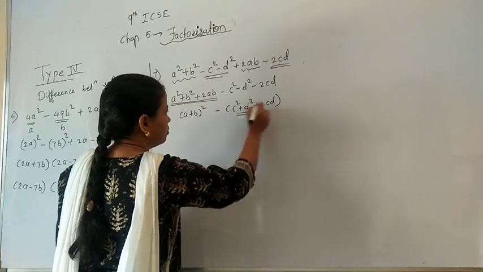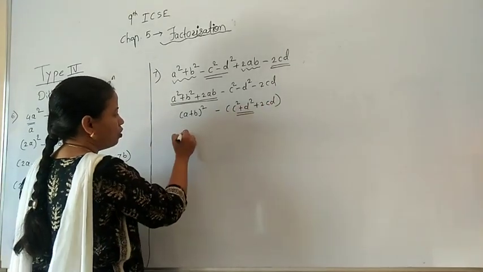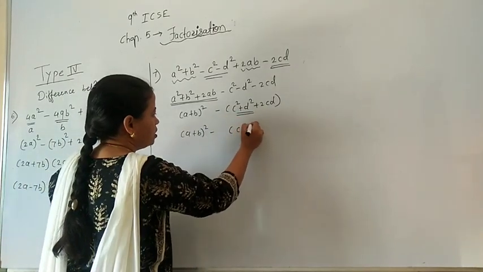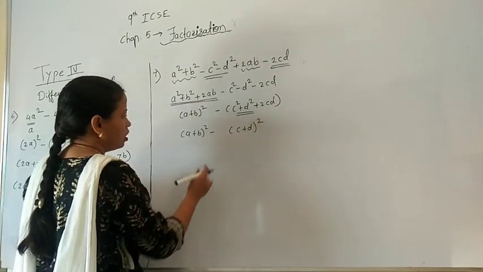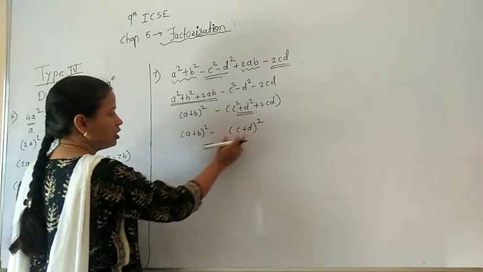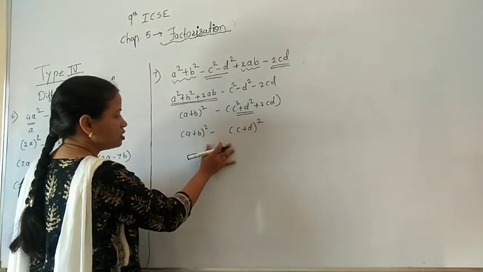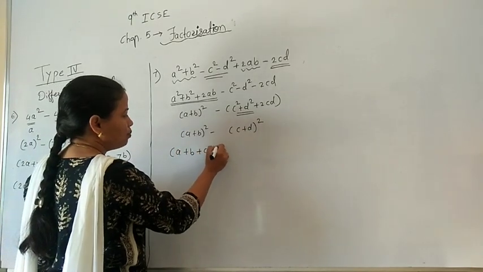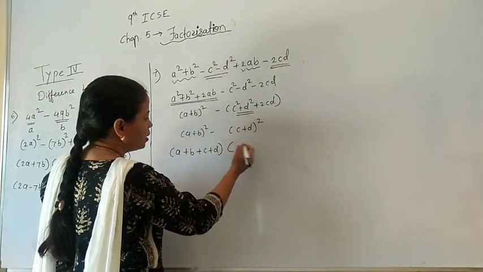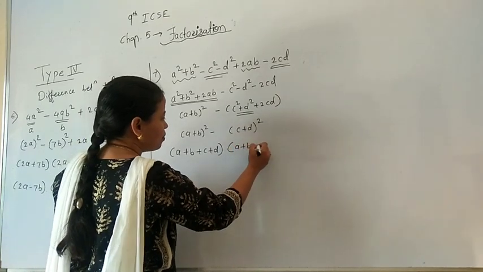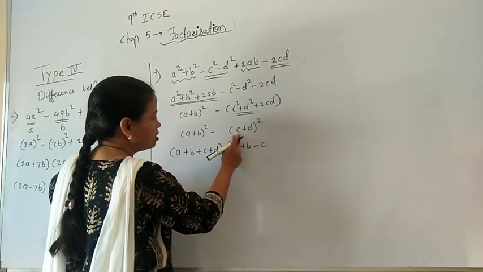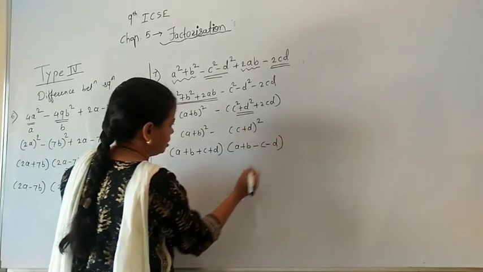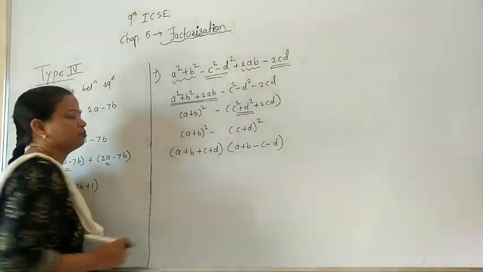So this full term is the squaring of c plus d bracket square. Now again we have a bracket square and b bracket square. Let's factorize this. Means a plus b plus c plus d, and in the other bracket a plus b minus c, because of the minus outside the bracket, I have to do minus d. So this is the factorization.